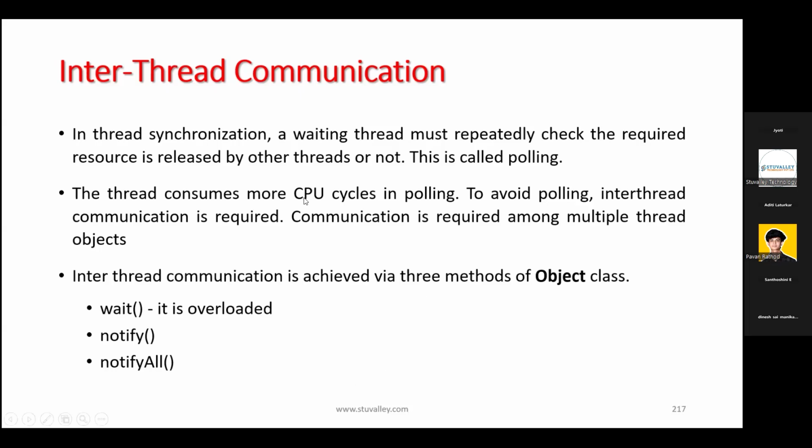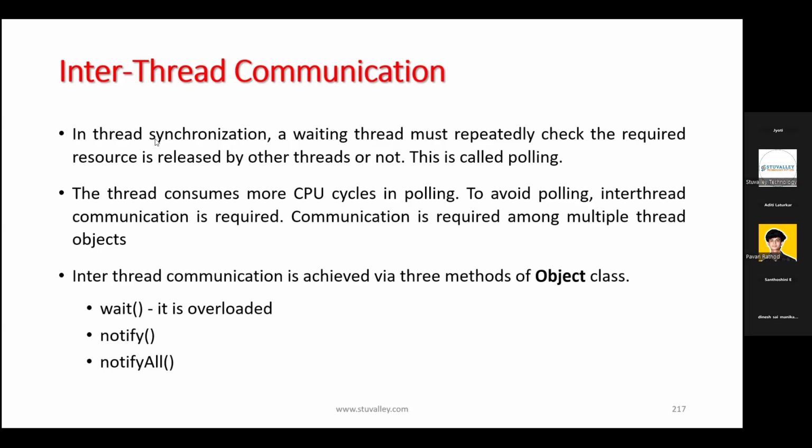Threads consume more CPU cycles in polling. To avoid polling, inter-thread communication is required, and communication is required among multiple thread objects. We can achieve inter-thread communication using the Object class's three methods. First one is wait, which is an overloaded method, then notify and notifyAll. Wait has two more overloaded methods where we can pass the time also, in milliseconds.